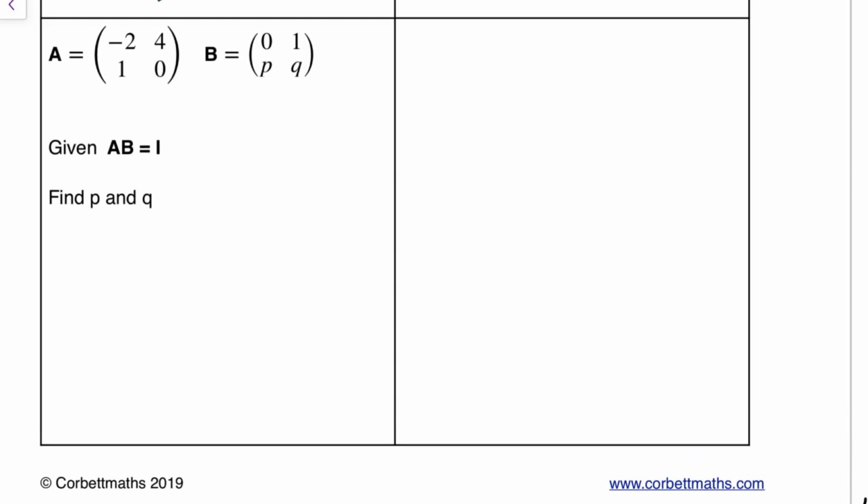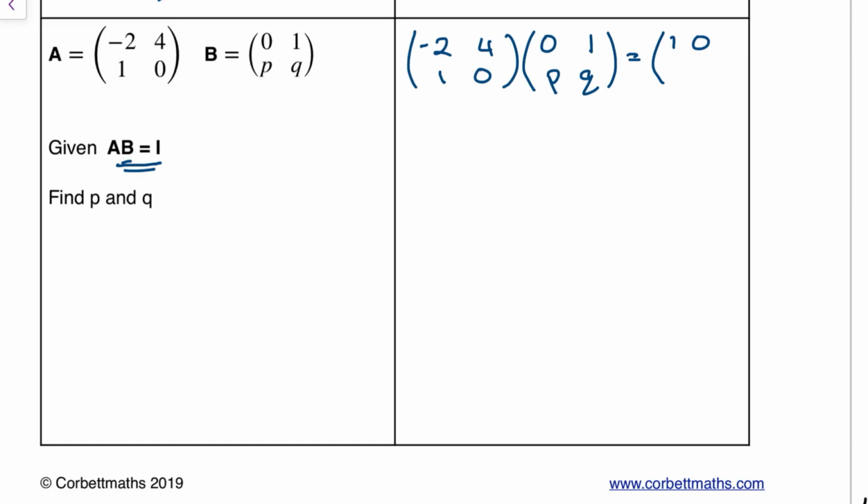So final question, it tells me that AB equals I. In other words, if I do minus 2, 4 times 1, 0, and multiply that by, in order, because the order matters with matrices, PQ, well, I'm then going to get 1, 0, 0, 1, which is known as the identity matrix. Now, I need to find a way of getting P and Q in whereby it doesn't cancel out, and because I'm noting there's 0 here, I'm basically just going to use the top row.